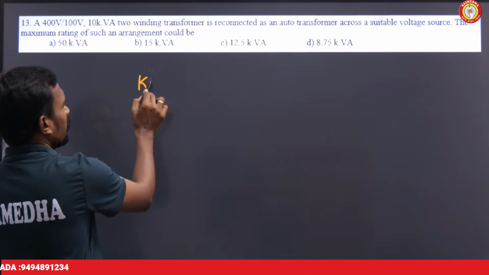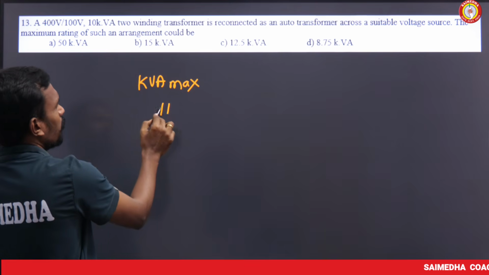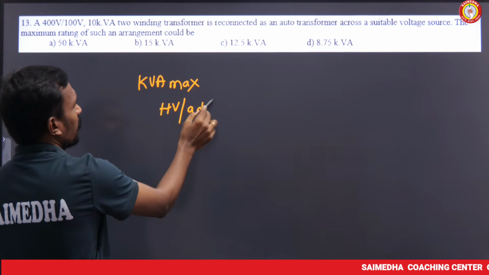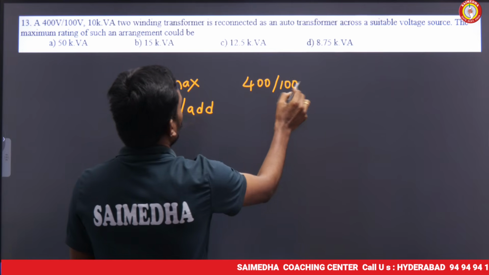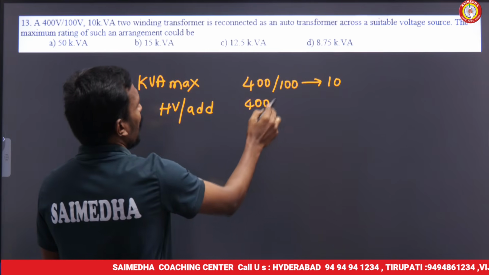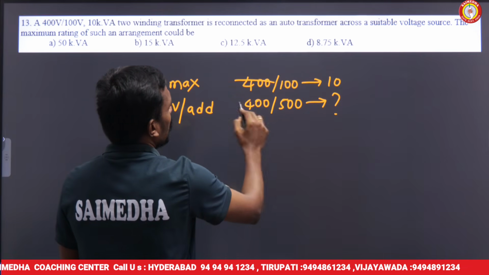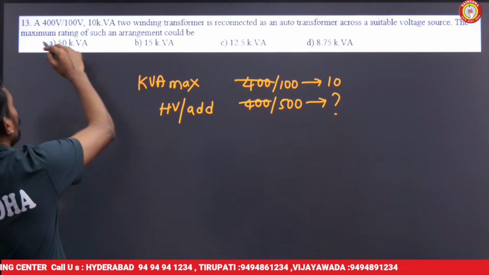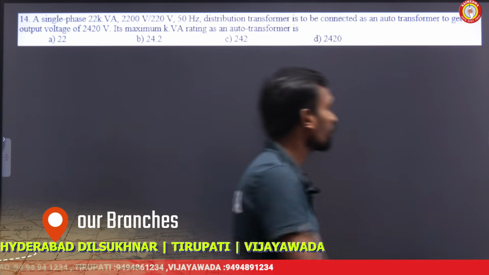Next, a 400 by 100 volts 10 kVA transformer is reconnected as an auto transformer. Maximum kVA rating is asked. This is also repeated, I think, sir. Already we discussed. Maximum is nothing but HV by addition. For 400 by 100, its rating is 10. Now the HV is 400, addition is 500. The rating will be for 110, for 550.